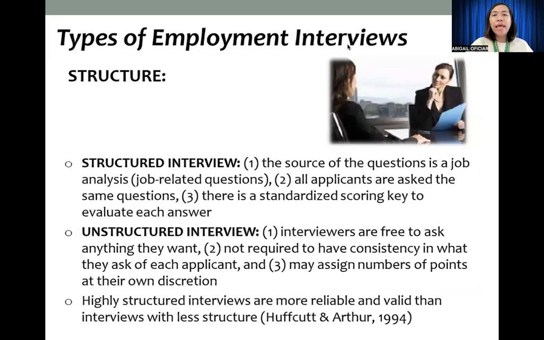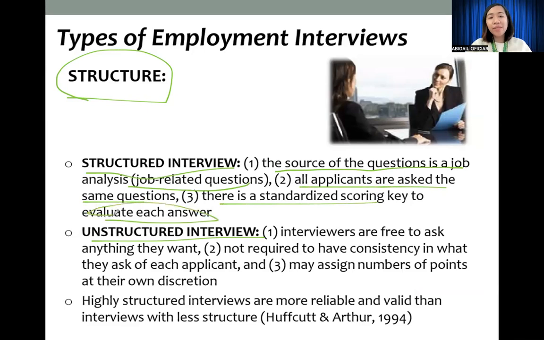And there are types of employment interview. So we can categorize that first with regards to structure. So when it comes to structure, meron tayong ginatawag na structured and unstructured interview. The structured interview, this is the source of questions in a job analysis. This is job related. Number 2, all applicants are asked the same questions, and there is a standardized scoring key to evaluate each answer.